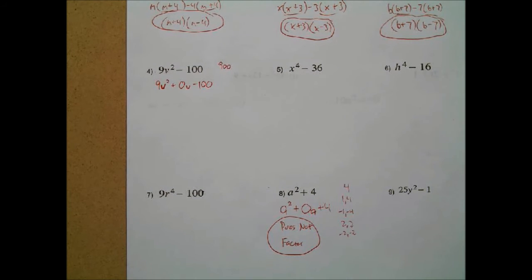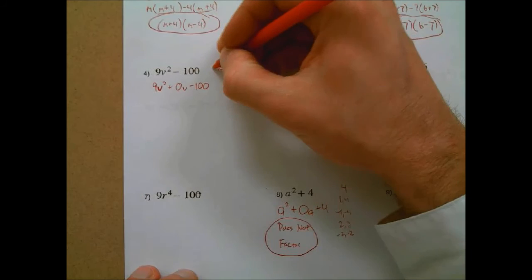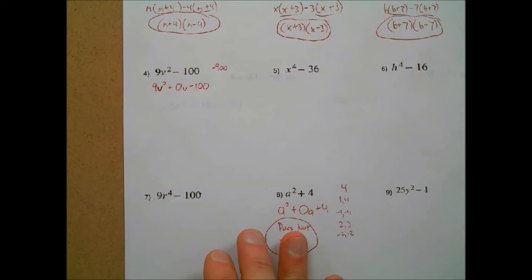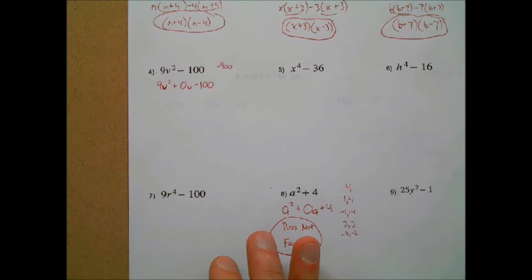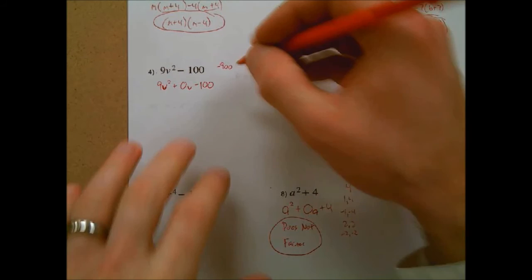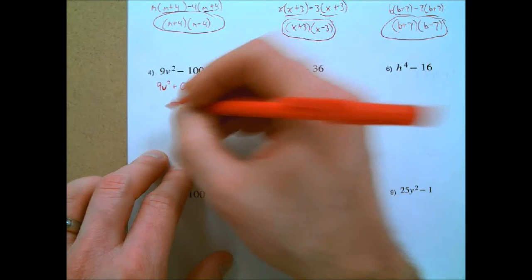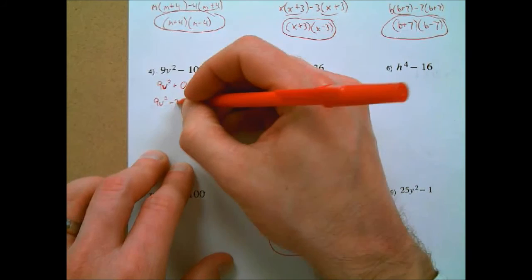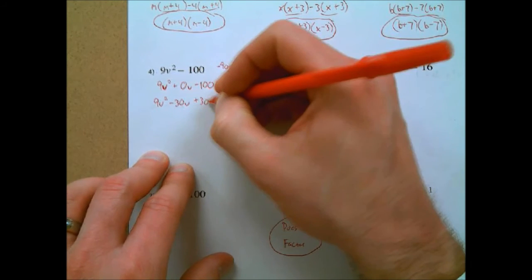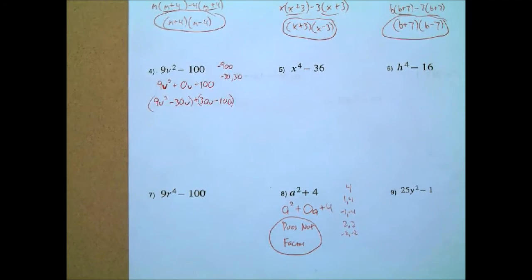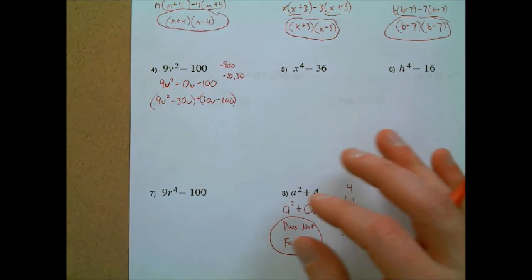9 times negative 100. Oh, it should be negative 900. Thank you. Two numbers that multiply to negative 900 and add to make 0. You're on the right track, though. 30. Negative 30, positive 30. They multiply to negative 900, and they will add to 0. And so we'll break it up here: 9v squared minus 30v plus 30v minus 100. Group them. And what can we take out from that first group there? A v. Anything else?